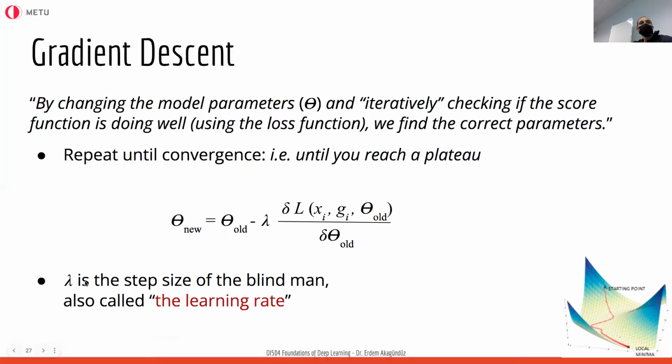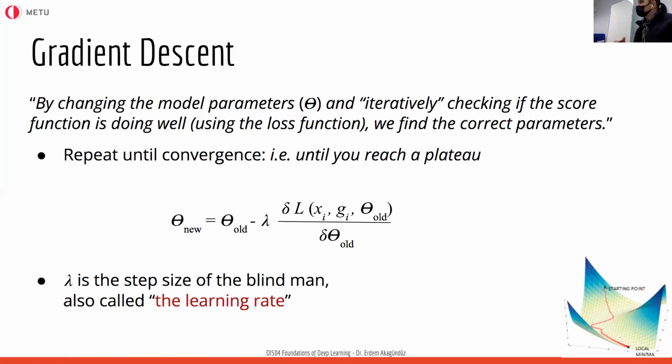So lambda is the step size of the blind man. It is also called the learning rate, because if I take too big jumps, I would just go further, because what I'm trying to do is learn the parameters for the blind man to reach the place. So the going speed is the learning rate for your problem.